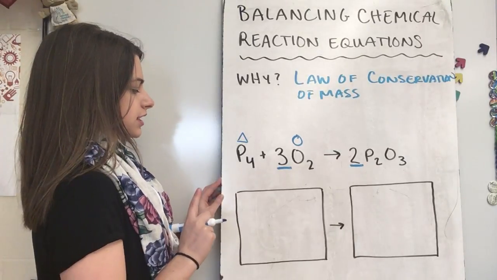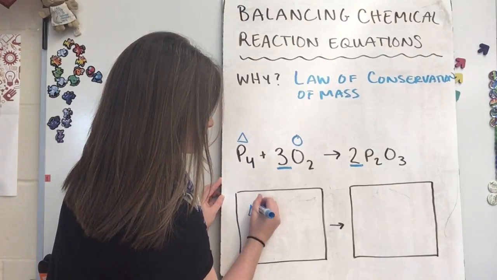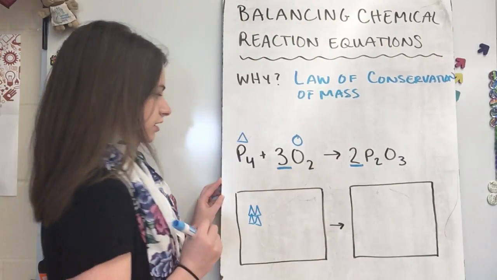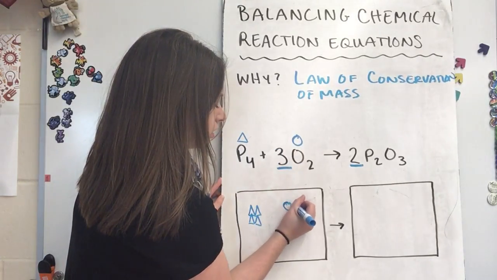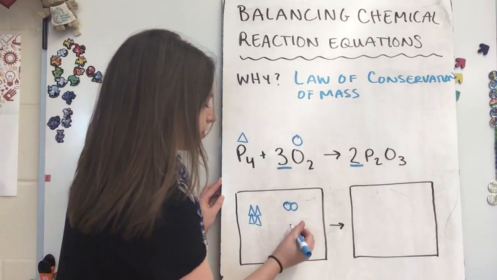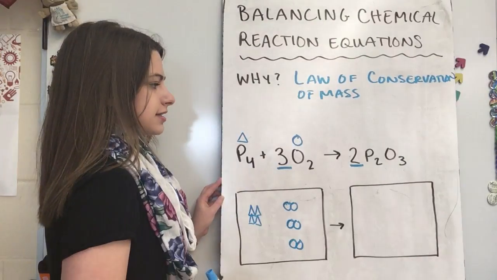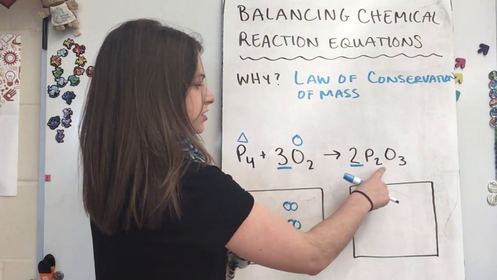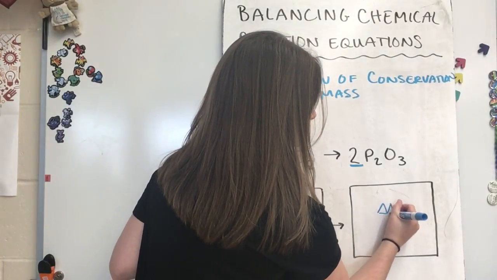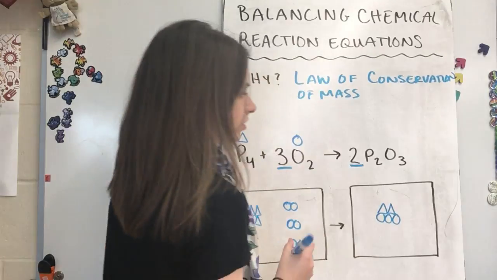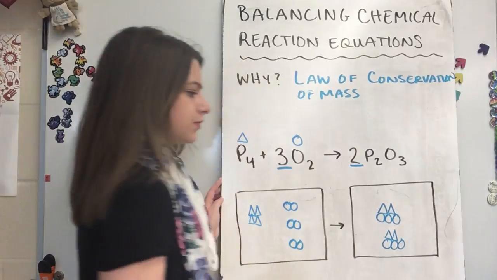So this reaction equation tells me that in my reactants, I have one P4, so P4 is going to be 4 triangles stuck together. And then I have 3 O2s. So an O2 looks like 2 circles stuck together, and I have 3 of them, because that's what my coefficient tells me. In my product side, I have only one compound. I have P2O3, and I have 2 of them. So one P2O3 would be 2 triangles and 3 circles, and I have 2 of them, so I need another one. So 2 triangles and 3 circles.